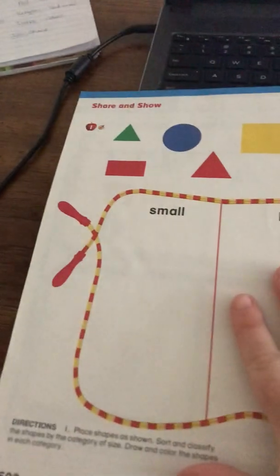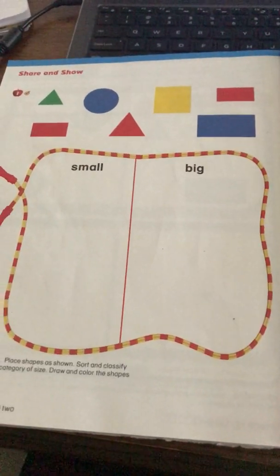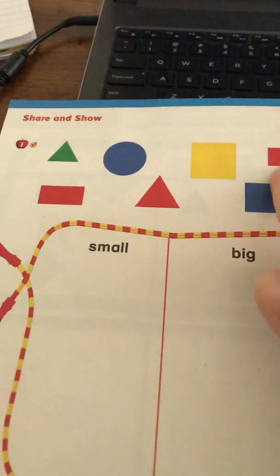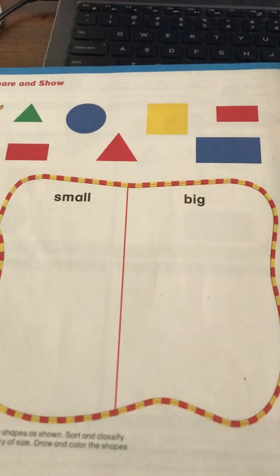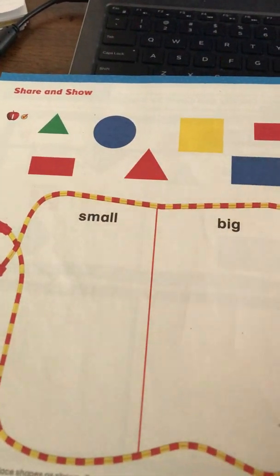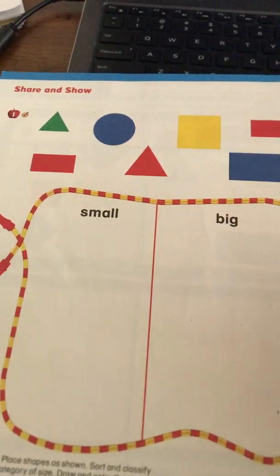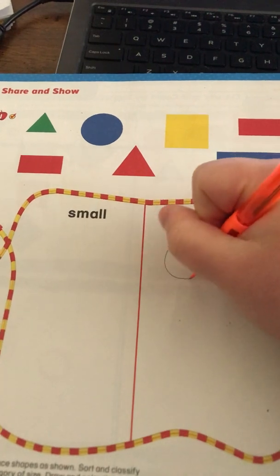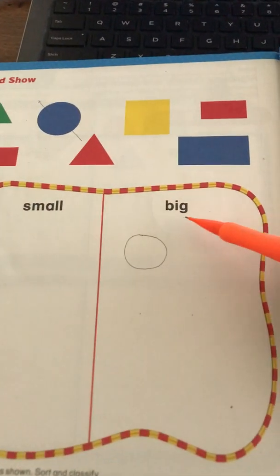Let's turn the page to 502. And once again, we are sorting by big and small. So take a close look at your shapes here. And I want you to start with what shape you think is the biggest. Which shape looks the biggest to you? I think the circle looks pretty big. So I am going to draw a circle and cross it out under big.